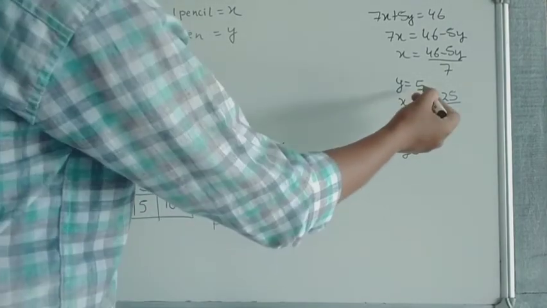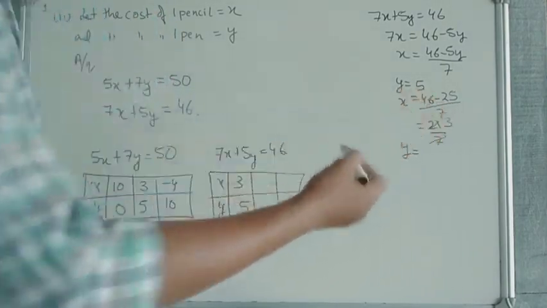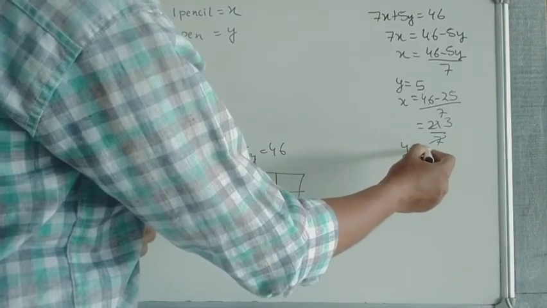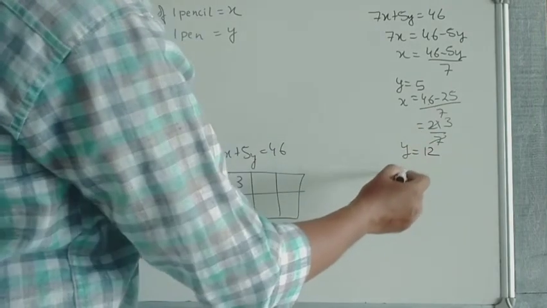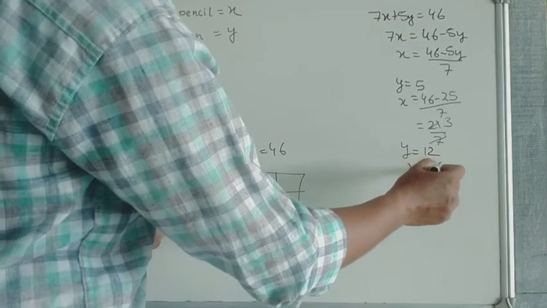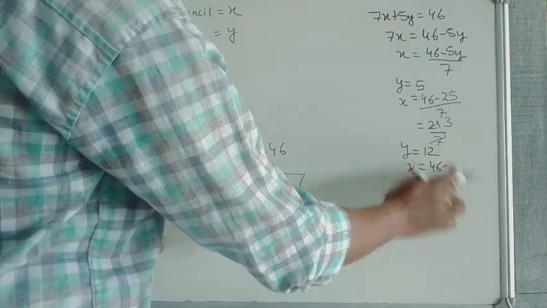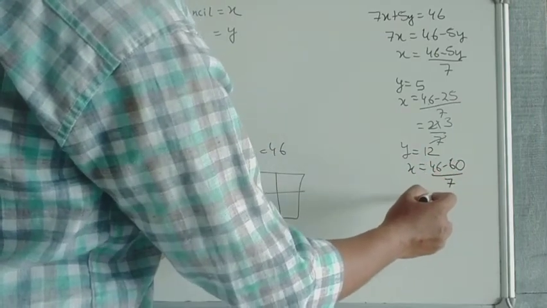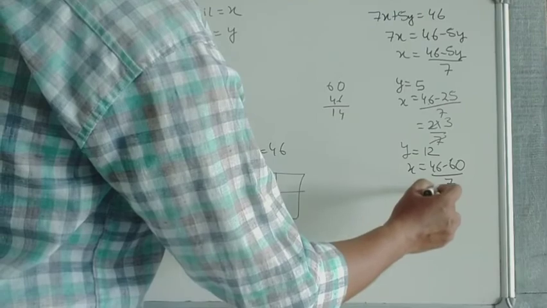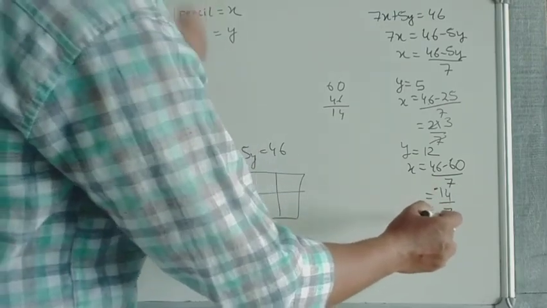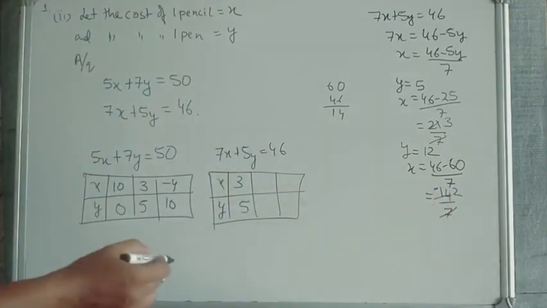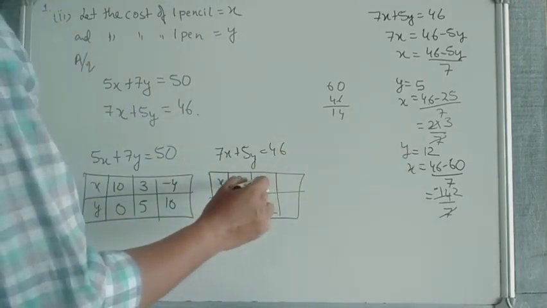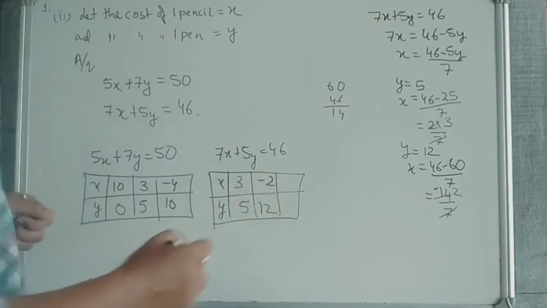After 5 you try with 6, 7, 8, 9, 10 like that. It is going only by 12. So when y is equal to 12, x will be equal to 46 minus 5 into 12, 60, by 7, that is minus 14 by 7, so minus 2. When y equal to 12, x equal to minus 2.